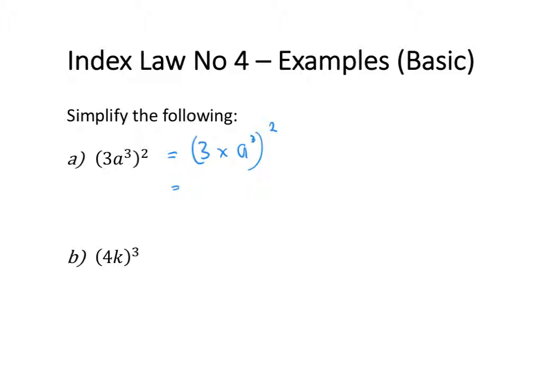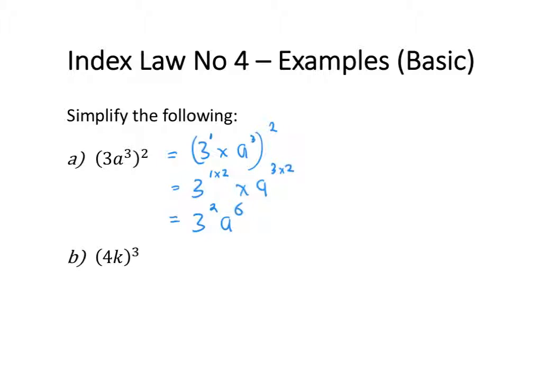Now 3, when there's no power, is raised to the power of 1. So it's 3 to the power of 1 times a to the power of 3. And I want to raise both of that to the power of 2. So applying the fourth index law, that is going to equal 3 to the power of 1 times 2 times a to the power of 3 times 2, which is going to equal 3 to the power of 2, a to the power of 6.